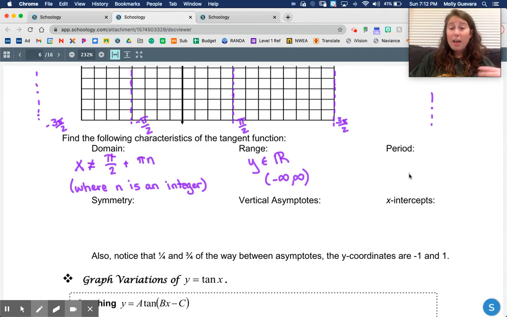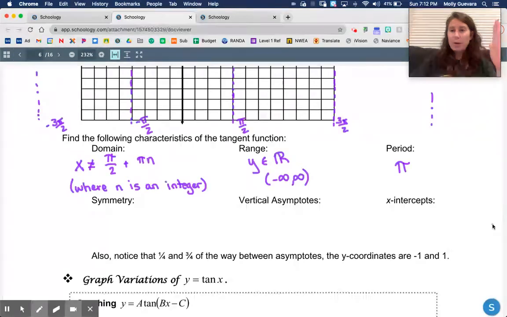Period. Okay. How long until it repeats itself? How long from start to finish does a tangent graph go? And hopefully we see that it's 1 pi, right? From negative pi over 2 to positive pi over 2 is 1 pi. Or from pi over 2 to 3 pi over 2 is 1 pi. Remember that sine and cosine were 2 pi. I took all the way around, but pi only goes halfway around the circle.